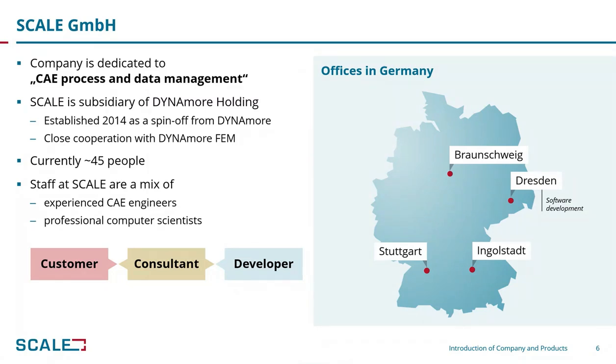We have four different locations in Germany. In Dresden, we do all the software development, so mainly computer scientists are located there. And in the locations Stuttgart, Ingolstadt, Braunschweig, we are very close to our most important customers. On these sites, consultants act as a sort of interface between customer and developer, doing on-site support and customization and conceptual design and things like that.